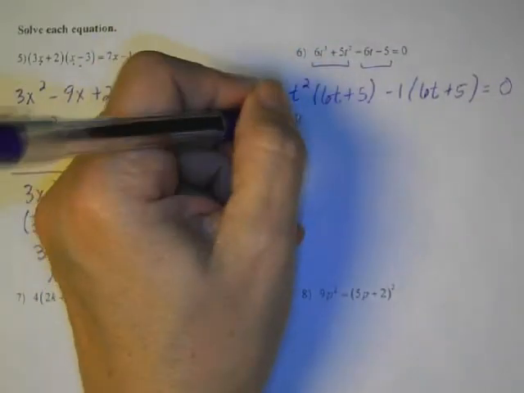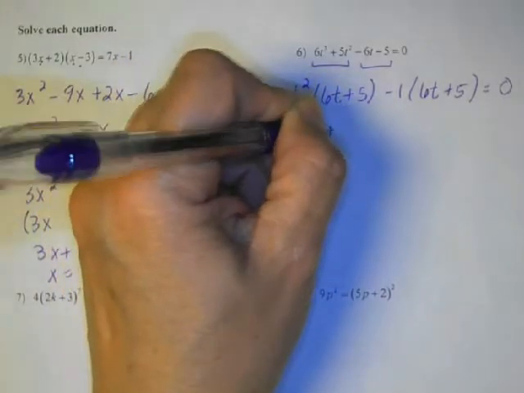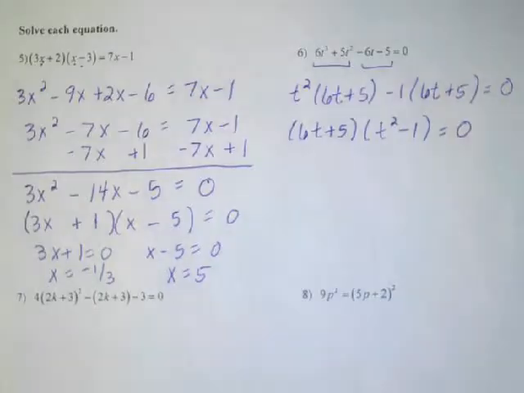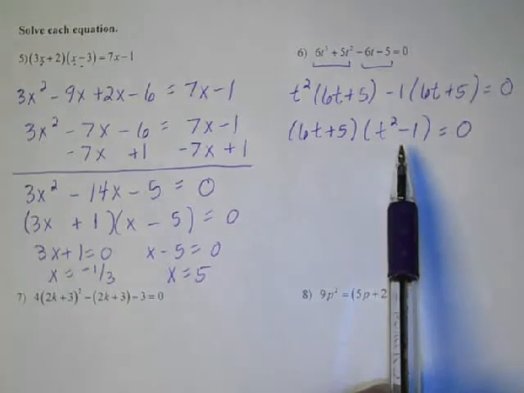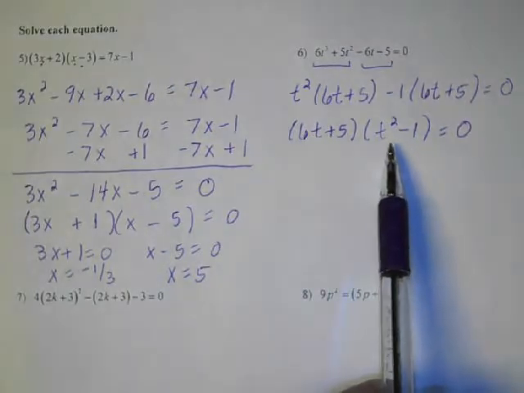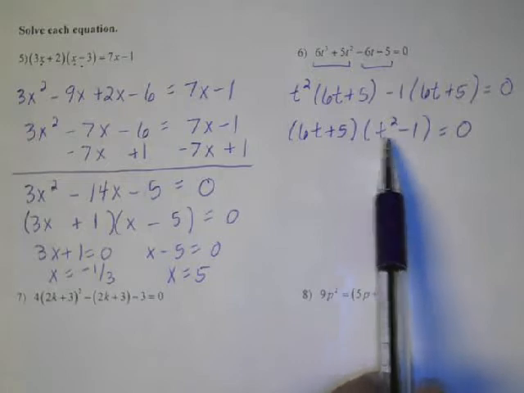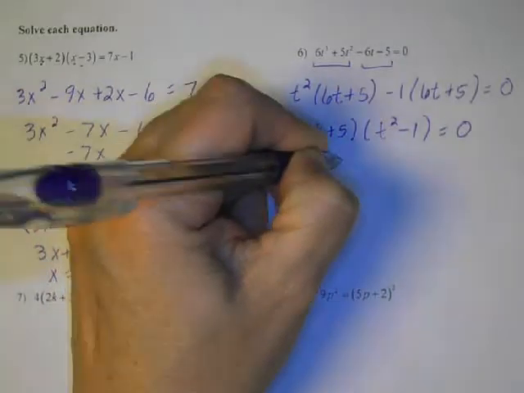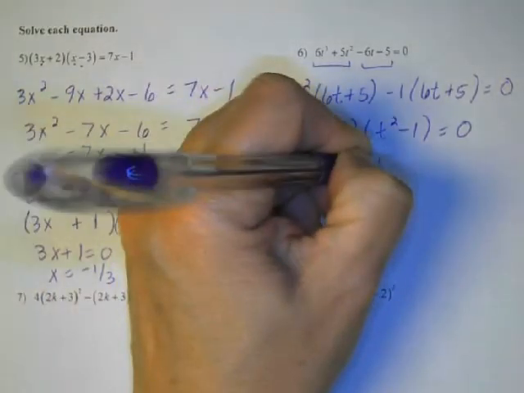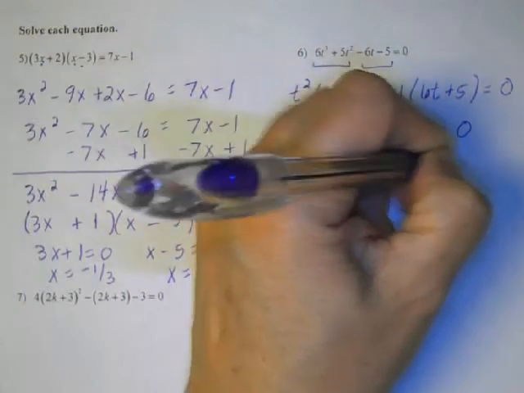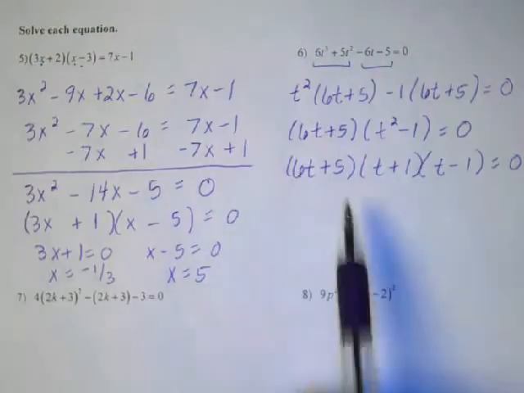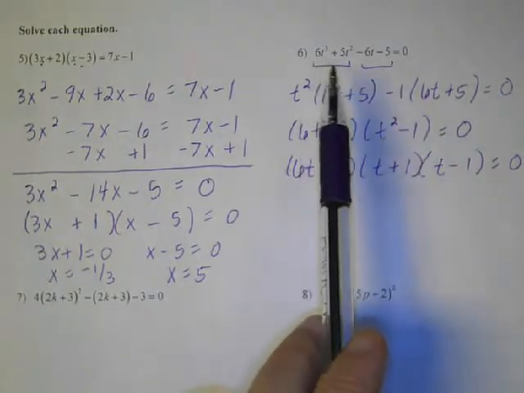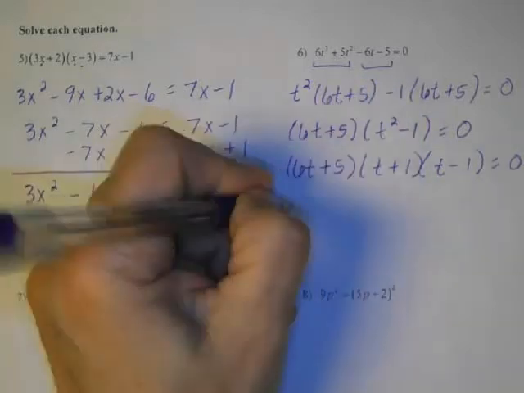Now I see 6t plus 5 is my common factor, so I'll keep factoring. And I have to always look for these. T squared minus 1 is a difference of squares because it's opposite signs and both perfect squares. So it factors again. I also know I should have 3 factors to set equal to 0 because my power was 3, and that tells me I should have 3 answers.